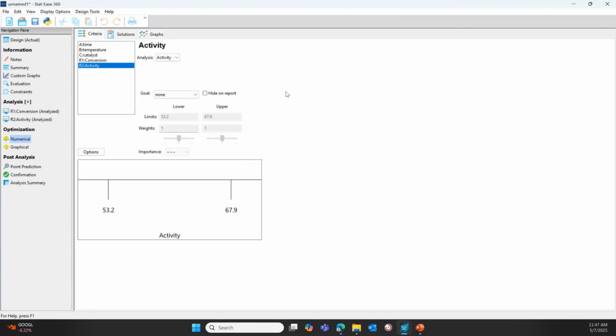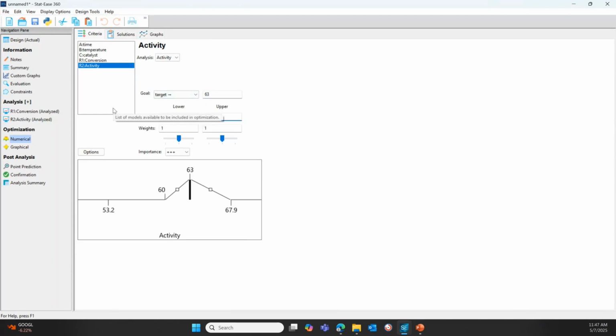Activity, we had an interesting thing. We actually liked the value of 63, so I'm going to target that. I'm going to target the value of 63. But we said we wanted it to be at least 60 and no higher than 66.